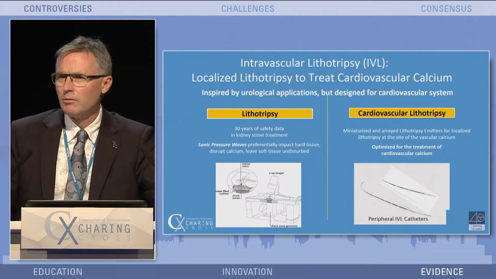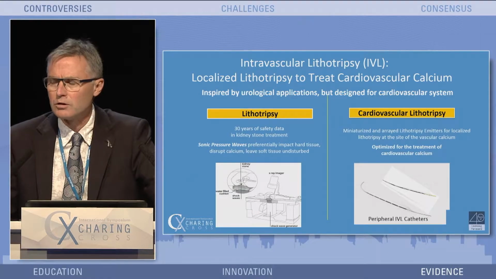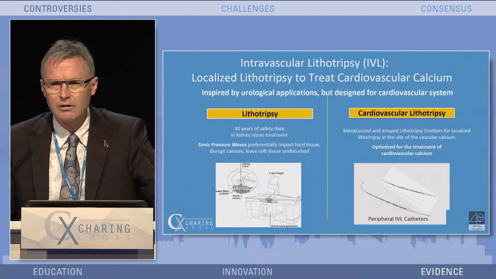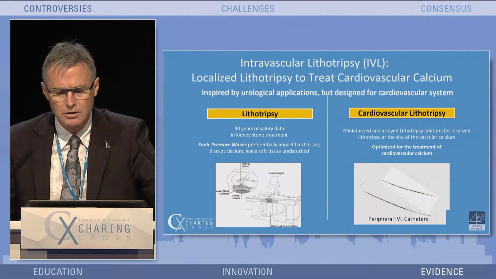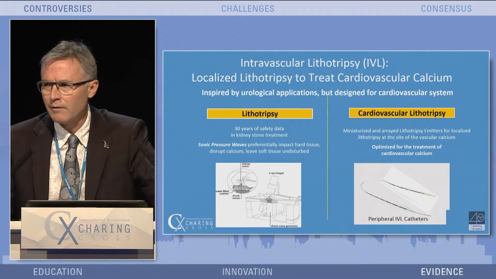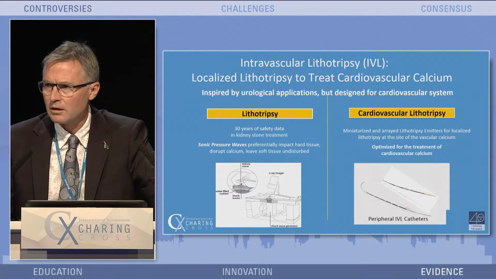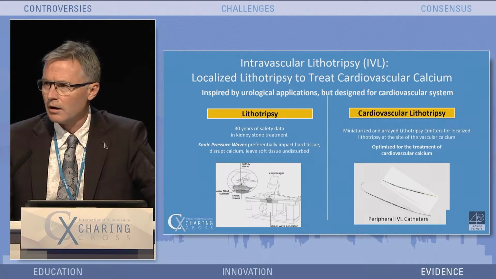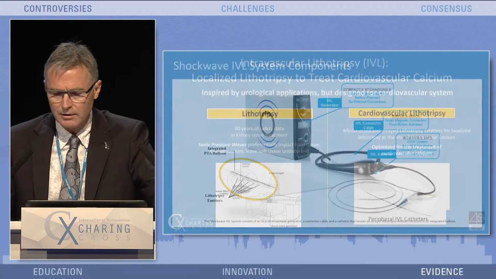For many years we've known about the value of lithotripsy, particularly our urology colleagues have used lithotripsy to treat renal calculi, taking advantage of the technology which is hard on calcium but actually soft on soft tissues. So in fact the low morbidity of this procedure has been very important. And this intravascular lithotripsy concept is really borrowing that concept to produce lithotripsy emitters combined with an angioplasty catheter to treat calcified arterial disease.